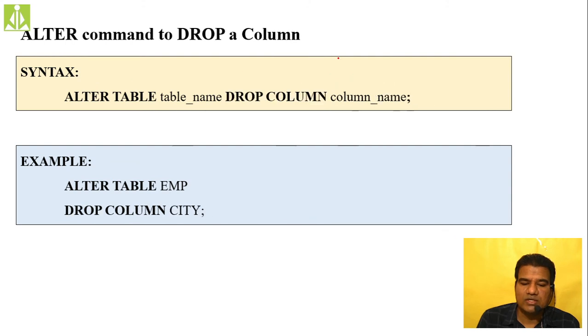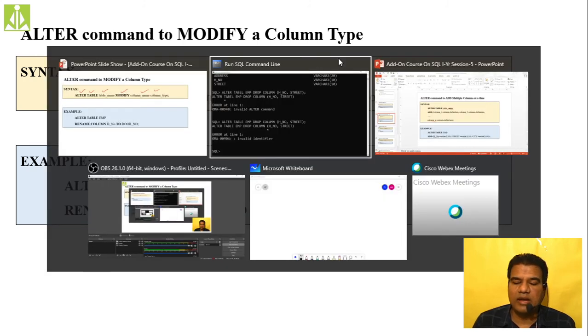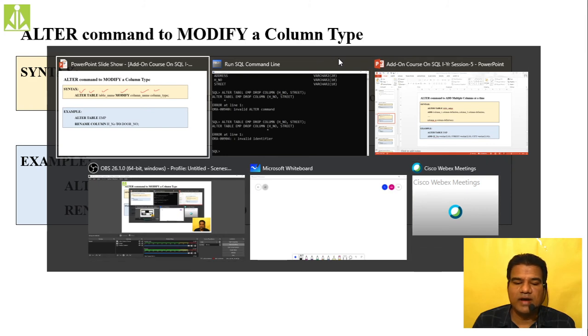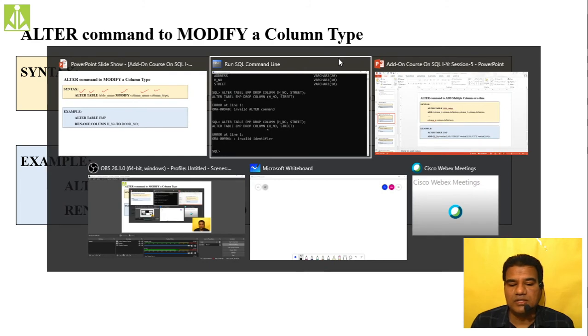So what I have to do, simply use the MODIFY keyword along with the ALTER TABLE command. Along with the ALTER TABLE command, I have to use the MODIFY keyword in order to modify the column type. So it is very simple.